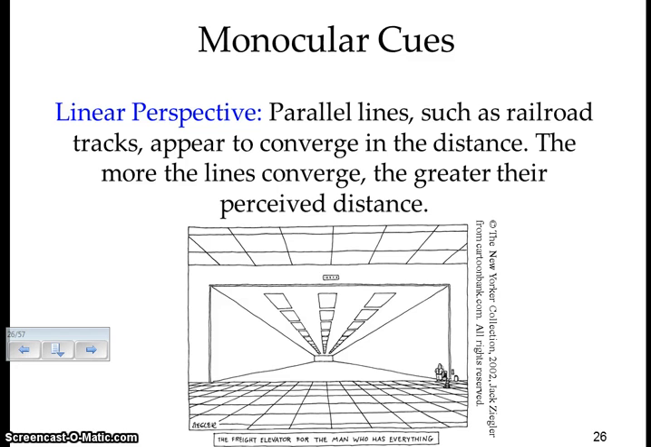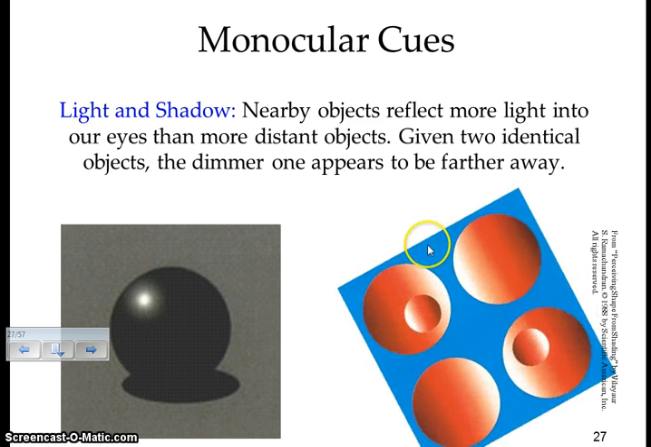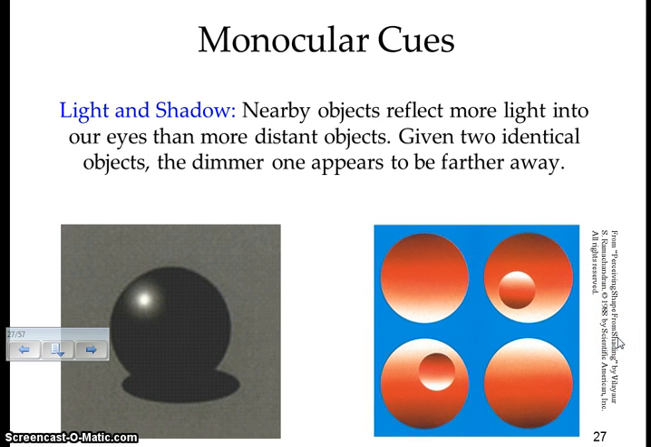Linear perspective: parallel lines such as railroad tracks appear to converge in the distance. They tend to go closer together, converge right down here. The greater their convergence, the greater their distance is perceived. So light and shadow: nearby objects reflect more light into our eyes than more distant objects. Given two identical objects, the dimmer one appears to be further away. Further away, close, far away. Change it, it looks different to you.